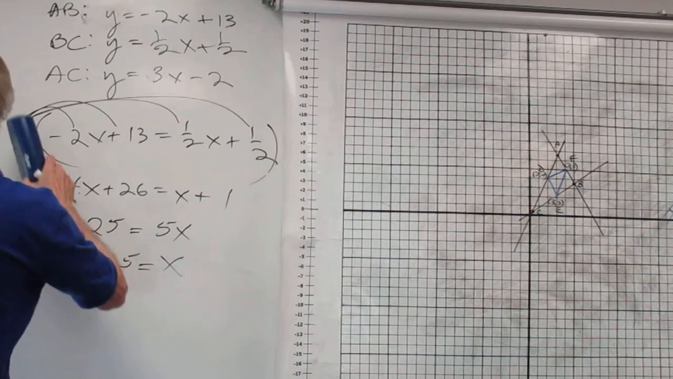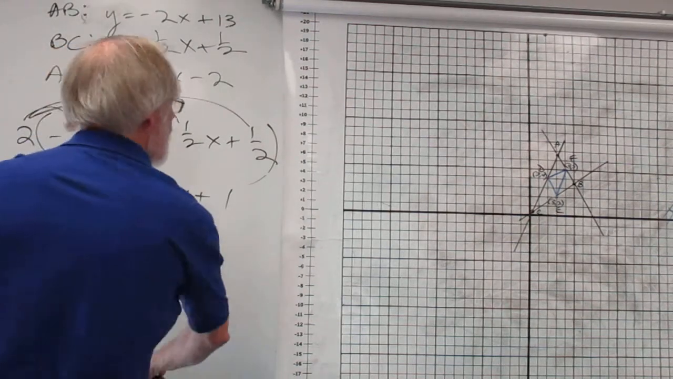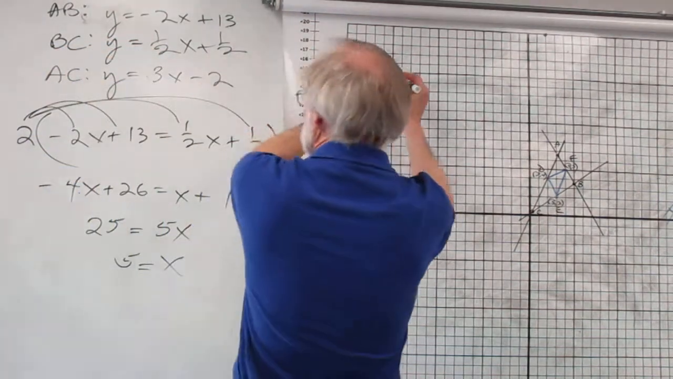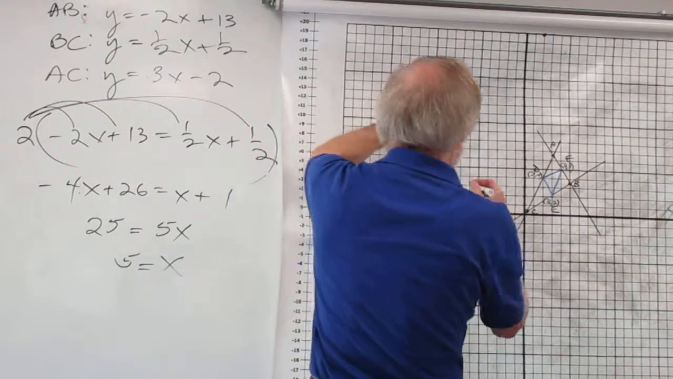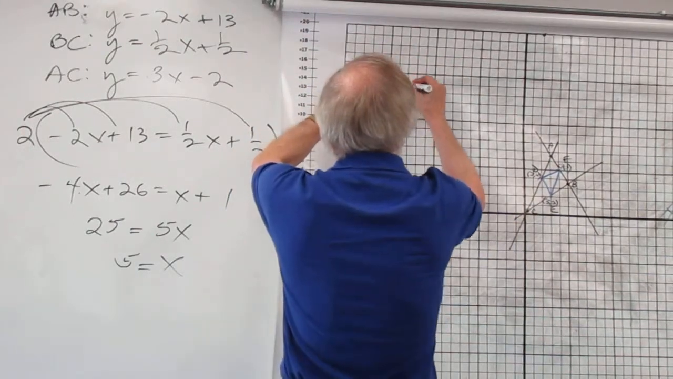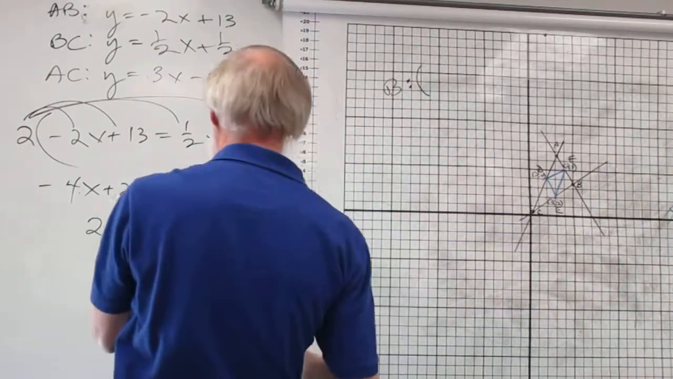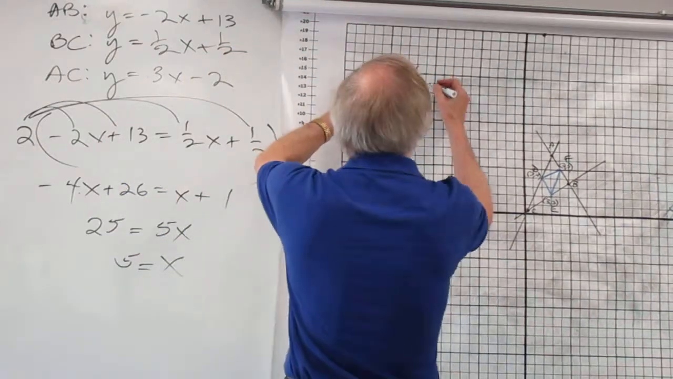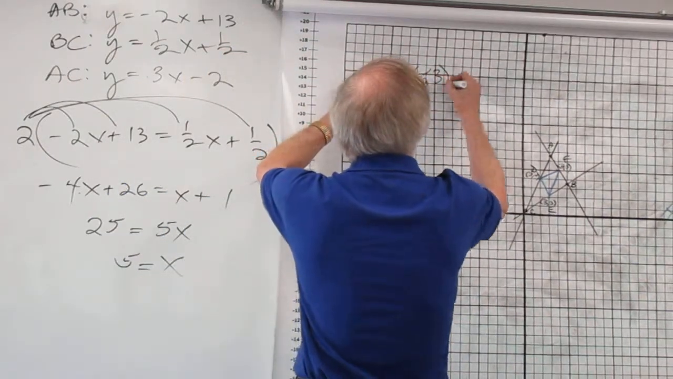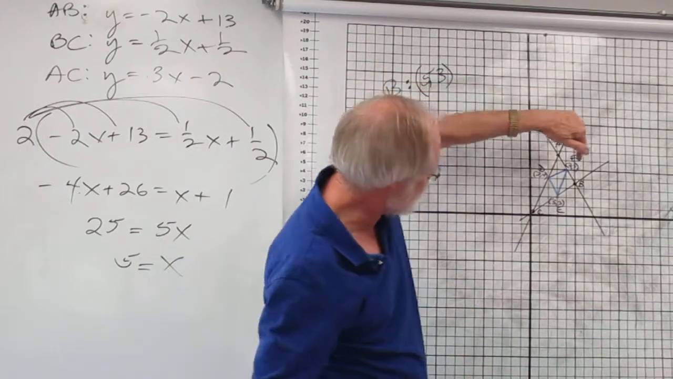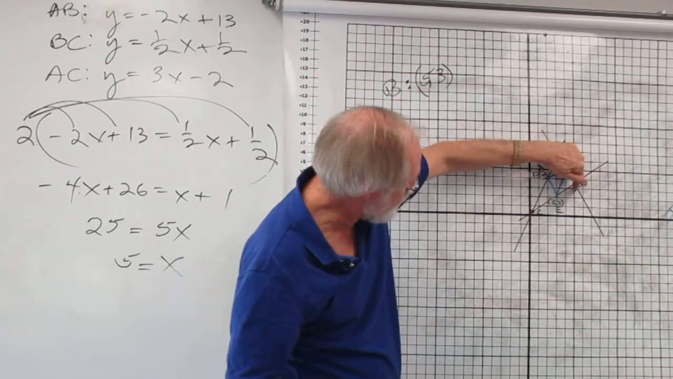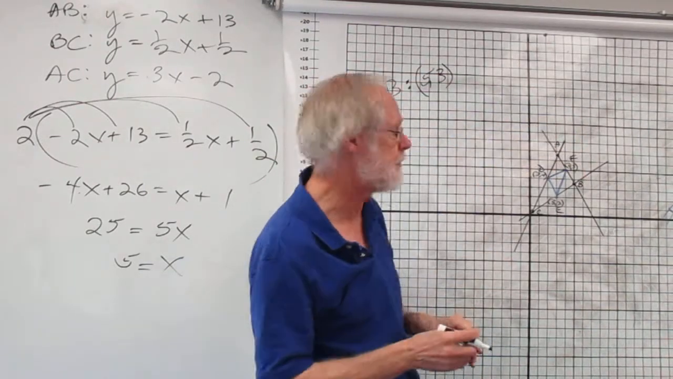You probably can't see that because it's off the graph. So I'm going to put it over here. So point B appears to be at 5, 3. Now, let's see if that looks reasonable. Of course, my drawing wasn't exact, but there's the point 5, 3 right there, and that's very close to it.